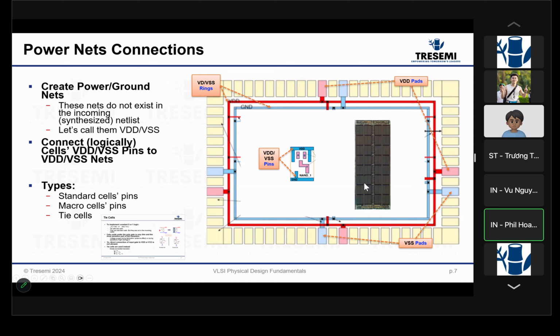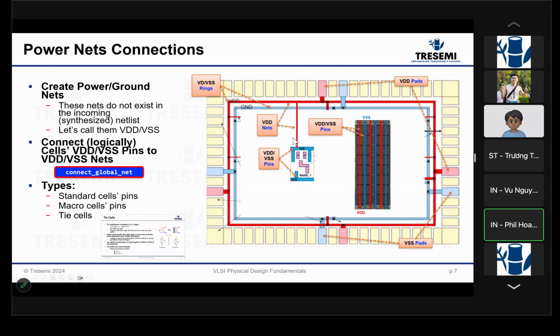And then you have a memory or macro. Typically, you either have straps like this as VDD and VSS pins, or sometimes, as you will see in your lab, you have rings already inside of VDD and VSS, so people can connect the power to the ring, and then internally they distribute the power. So these are called pins as well. And then you connect them, and then you have nets.